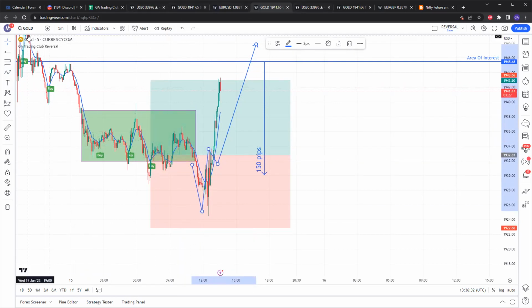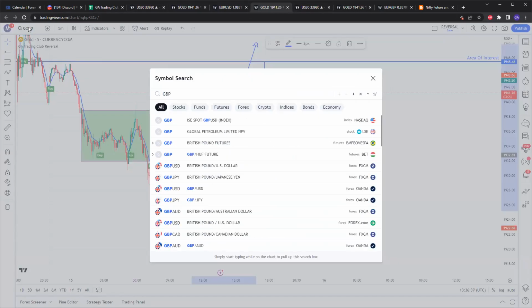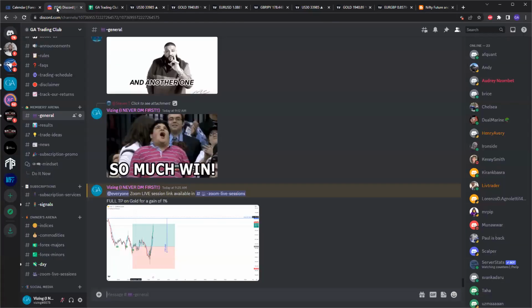The other trade we have running is GJ. If you look at GBP/JPY, it has just been pushing up and up.